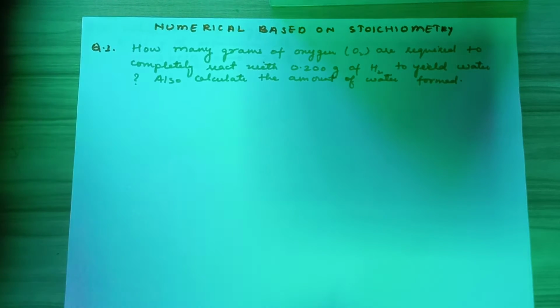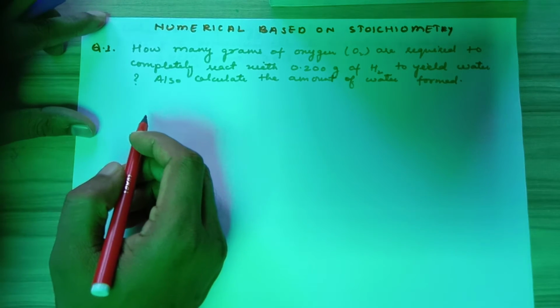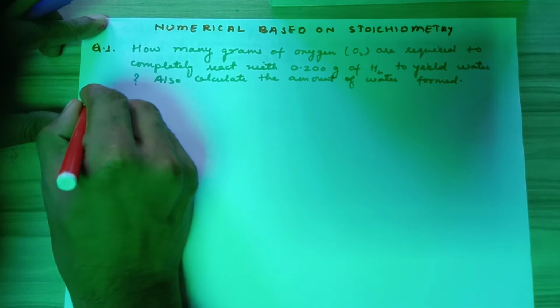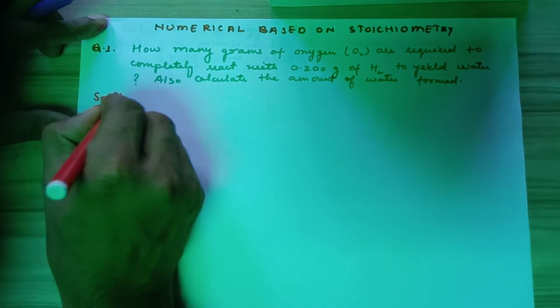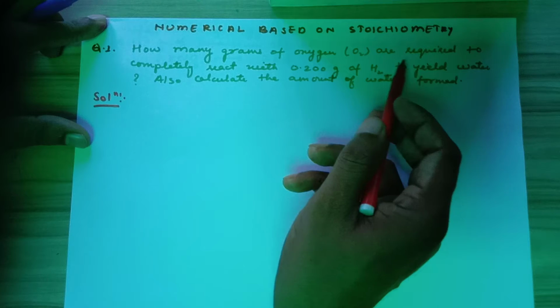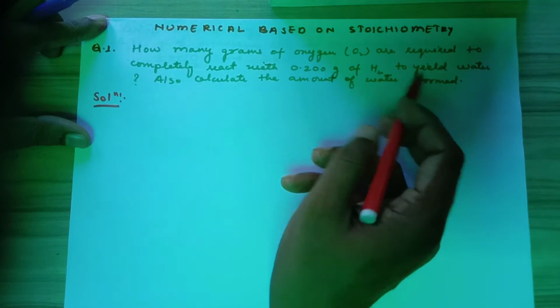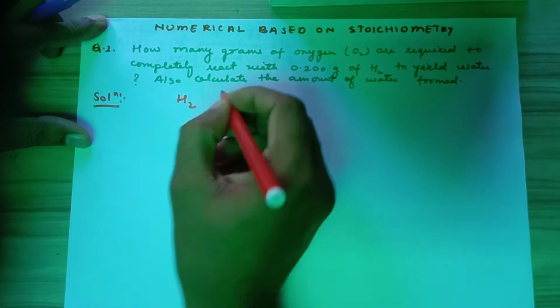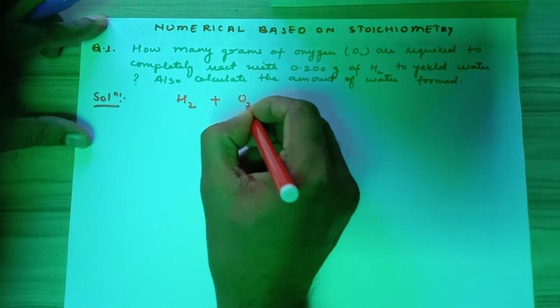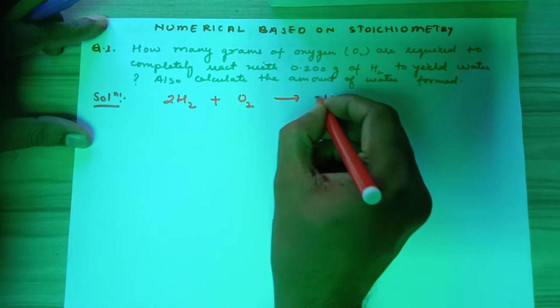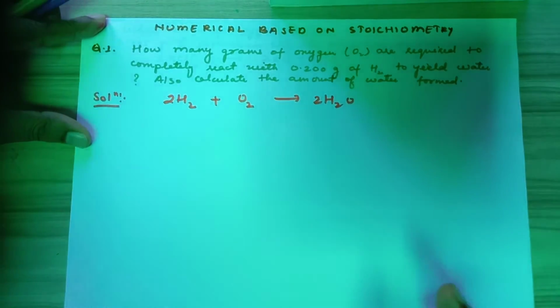Let's solve a few numericals based on stoichiometry. So we have to write the equation from the given question. How many grams of oxygen are required to completely react with 0.200 gram of H2 to yield water? It is given that hydrogen reacts with oxygen to give water molecules. So just balance it. The simple rule of stoichiometry is just to balance it and then look afterward.